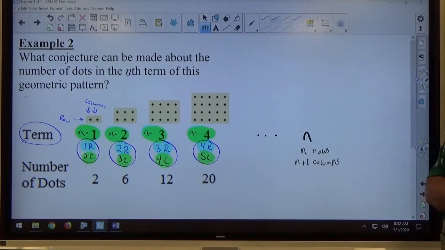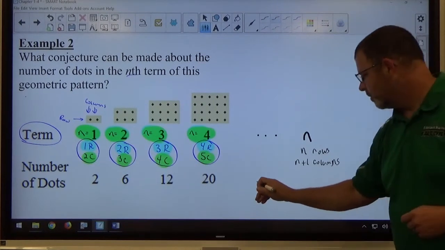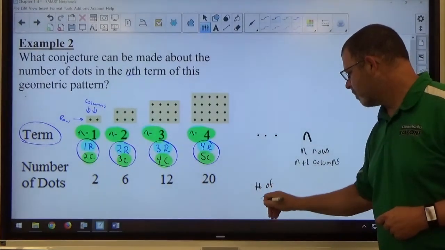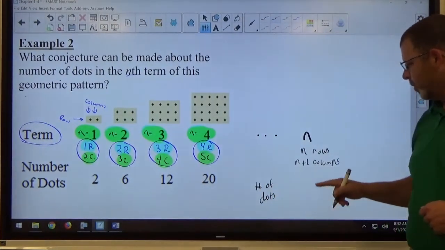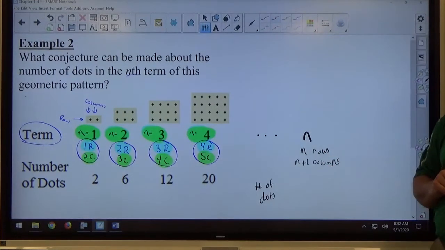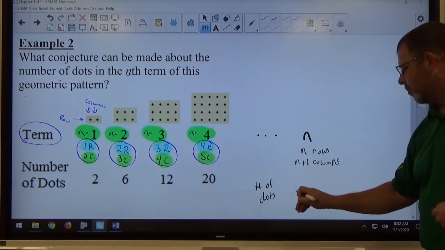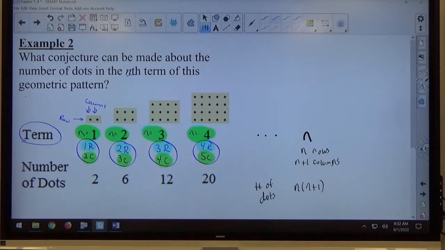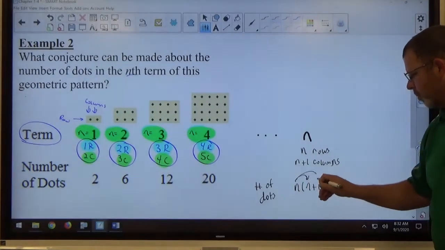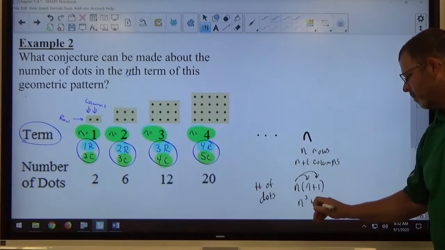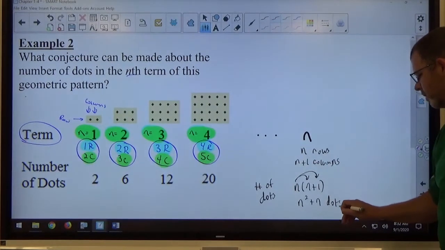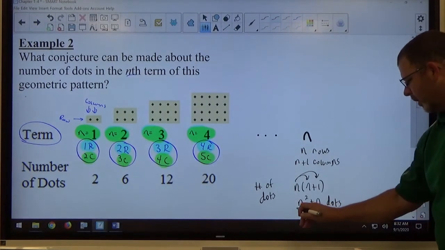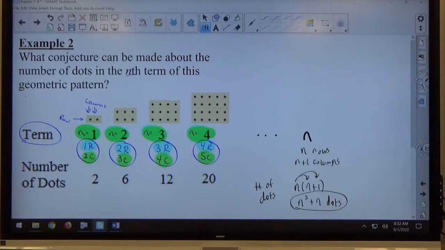Right? And we're getting the number of dots by doing what? What do we do to these two numbers to get the number of dots? Multiply. We multiply them, right? So if I got n rows times n plus 1 columns, and n plus 1 being a binomial, I have to put it in parentheses, treat it as one object. I'm going to multiply n times n plus 1, which would, by the distributive property, give me a rule that says n squared plus n dots would be what we get for the nth term.